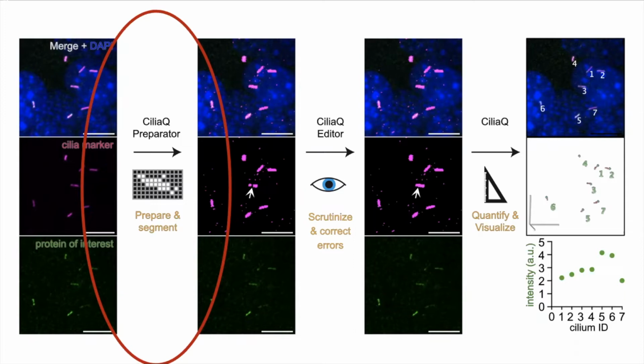The processing steps in CiliaQ Preparator are particularly helpful for analyzing images in which cilia and background do not show overall distinct intensity levels. For example, when we have ciliary labeling, which is varying between and within cilia, or when larger background structures are also labeled by the ciliary marker.